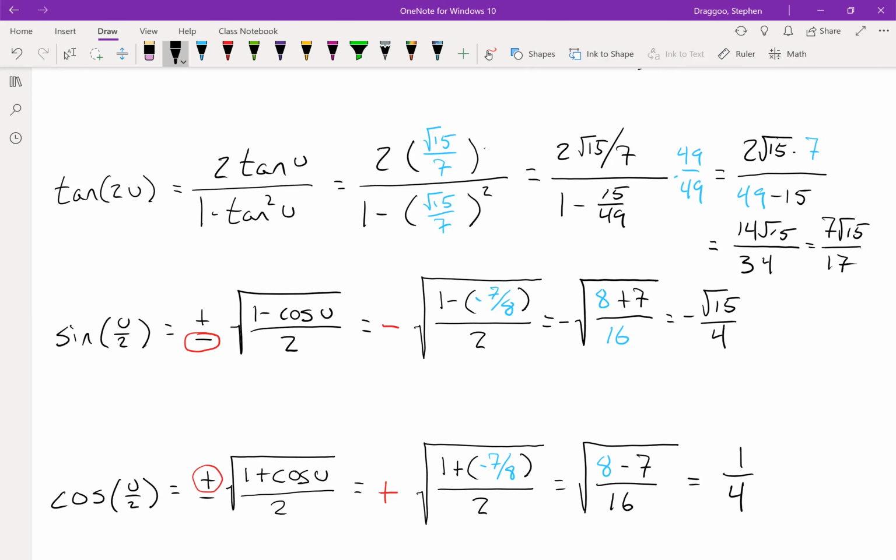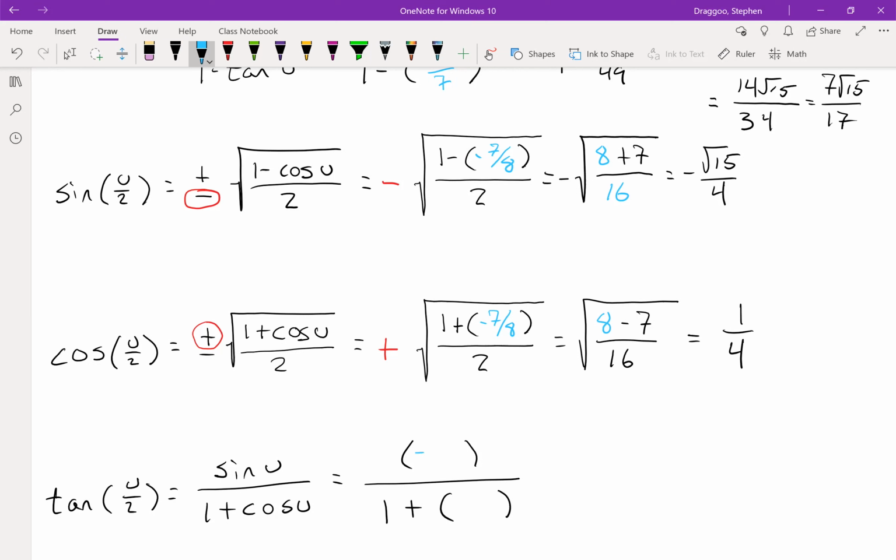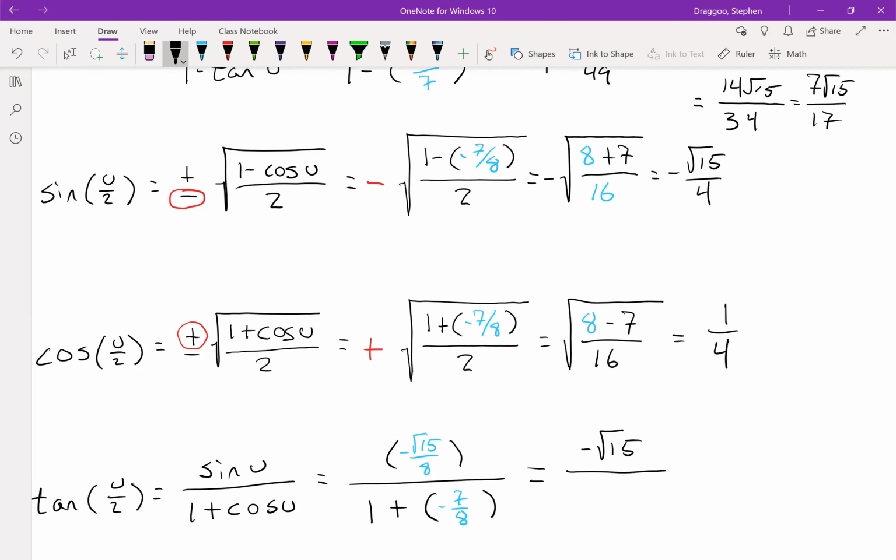And finally, for the tangent of u over 2, we have the formula sine u over 1 plus cosine u. So we'll fill in those missing pieces. This is negative root 15 over 8 over 1 plus negative 7 over 8. And we'll work on simplifying that. We multiply 8 to both top and bottom. This will become negative root 15 over 8 minus 7, which simplifies to just negative square root of 15.